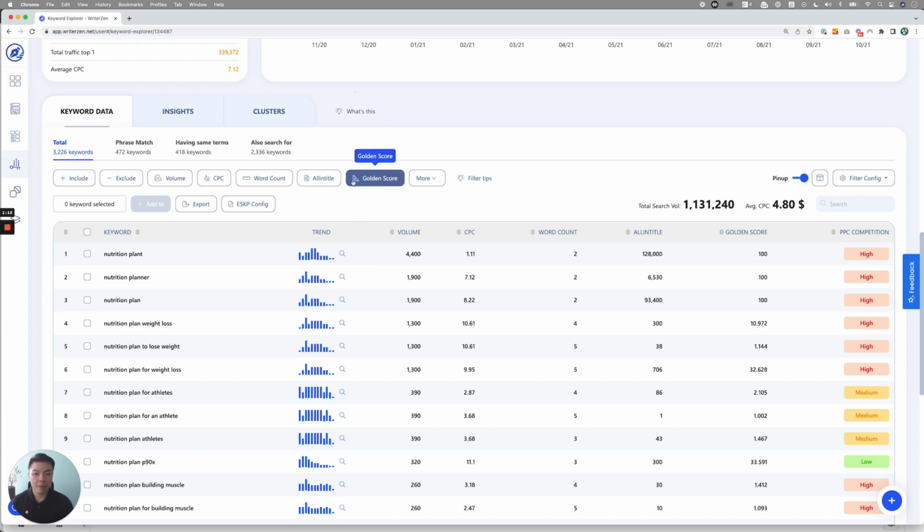After that, we'll have a button called golden score, and you click on this. The golden score is essentially our own proprietary algorithm that we built to give a scoring system for each of the keywords. And the way we build this scoring system is that we want to be able to determine keywords with different potential values. For example, we ran into a few problems. I just want to share with you real quick so you understand the mechanism. What is a keyword that has high value, right?